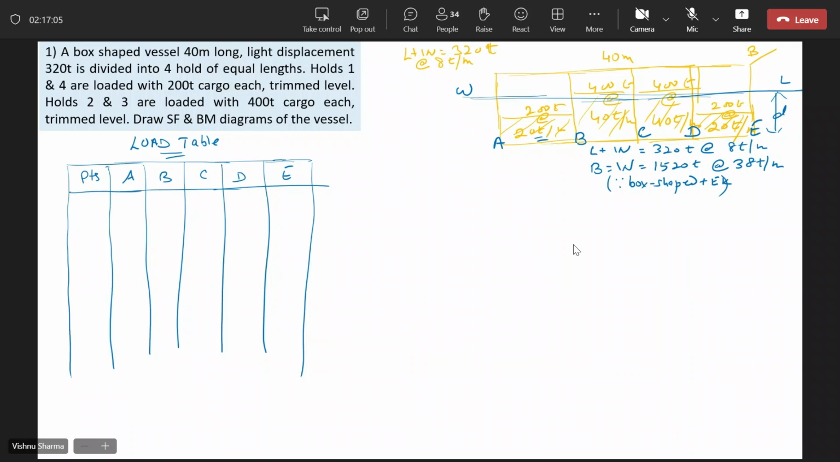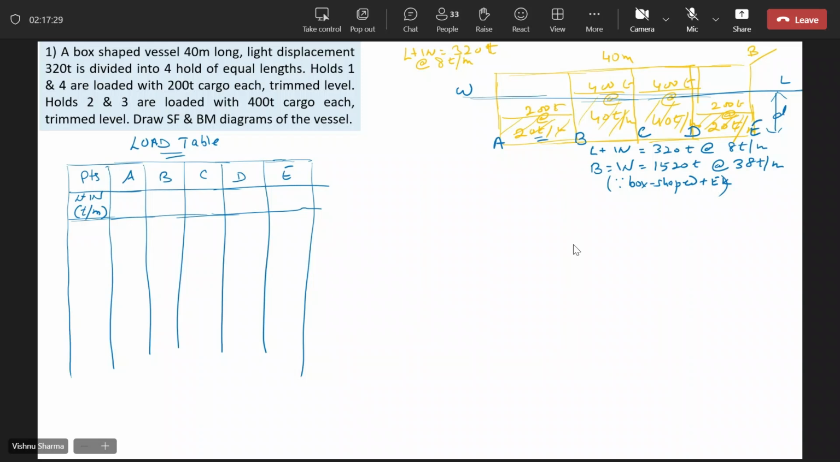The weight of the cargo. Very good. Light displacement and the cargo. So first, let's deal with the downward forces. Light displacement. In which units? Pay attention to the units. Tons per meter. Now guys, light displacement is uniformly distributed at 8 tons per meter from one end to the other.